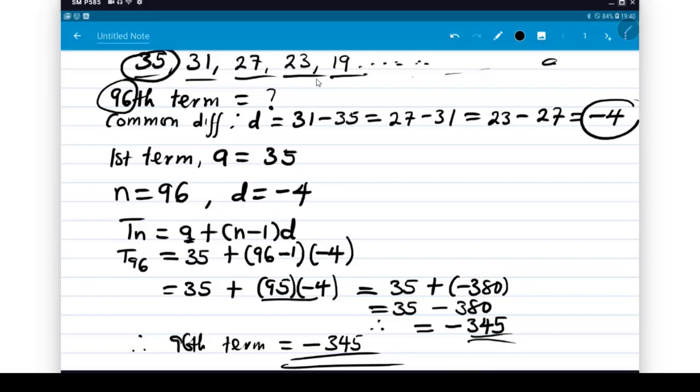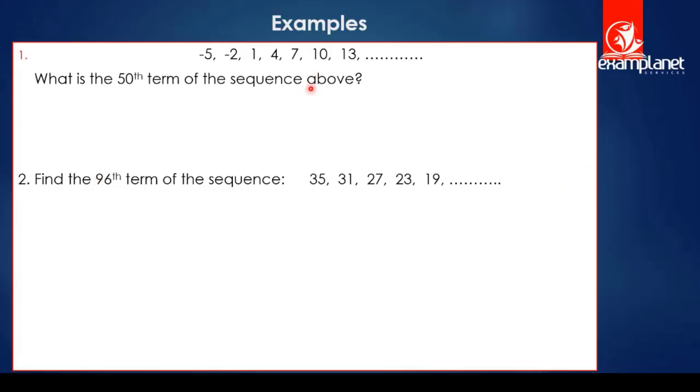So that is the solution to our second example under sequence with a common difference.